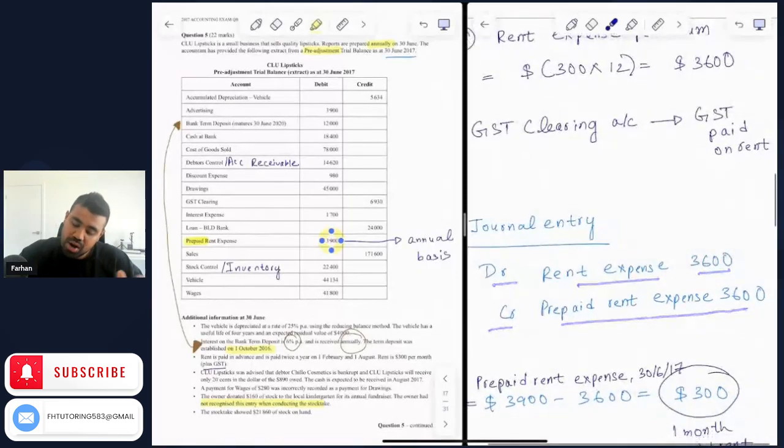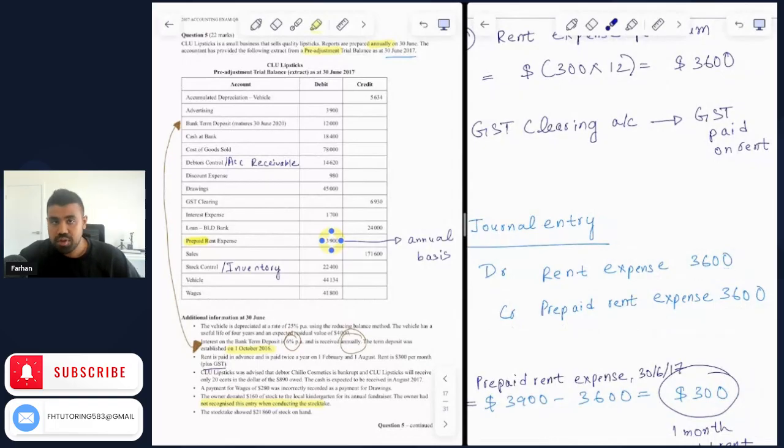So when we debit rent expense by $3,600, then your profit should go down within the income statement. But when we are crediting prepaid rent expense by $3,600, then the reported current asset in the statement of financial position or the balance sheet should also decrease.